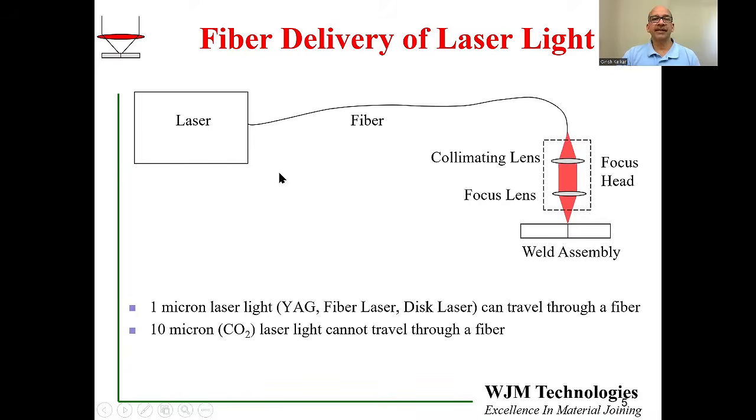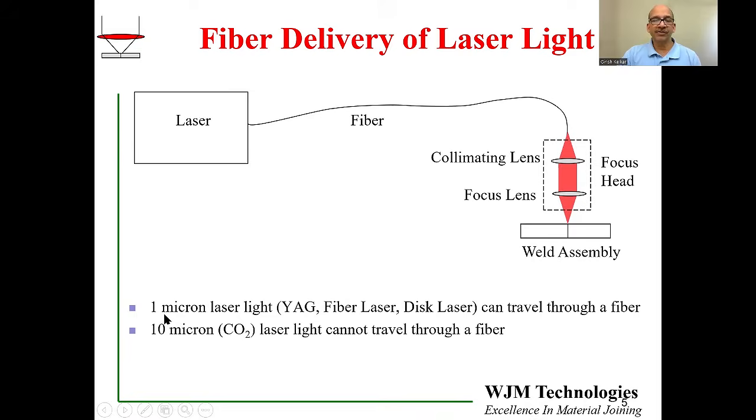Another way to deliver the laser light is through a fiber. So there's a laser shown in the box over here. The energy can be transported through a fiber into a focus head. Again, the fiber is made of glass. So when the light emerges from the fiber, it is slightly diverging and it has to be collimated. Then it has to be focused down to a small spot size. This arrangement of collimating lens and focus lens is present in all laser welding configurations. This over here is called the focus head.